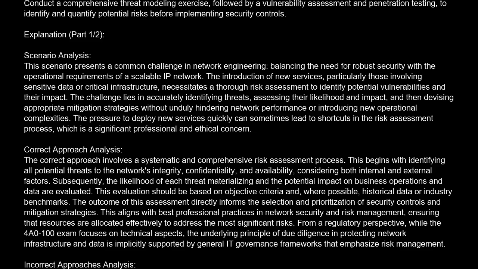The correct answer is D. Conduct a comprehensive threat modeling exercise, followed by a vulnerability assessment and penetration testing, to identify and quantify potential risks before implementing security controls. Explanation.